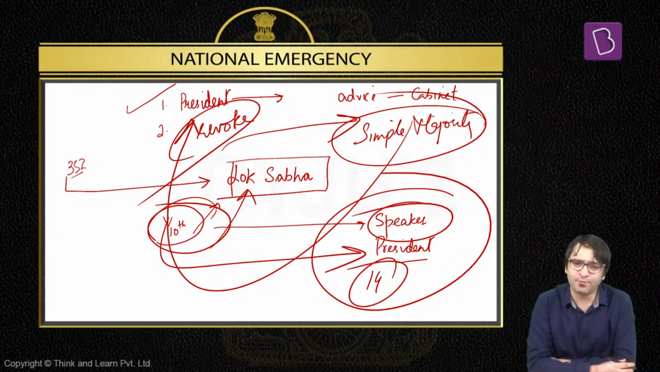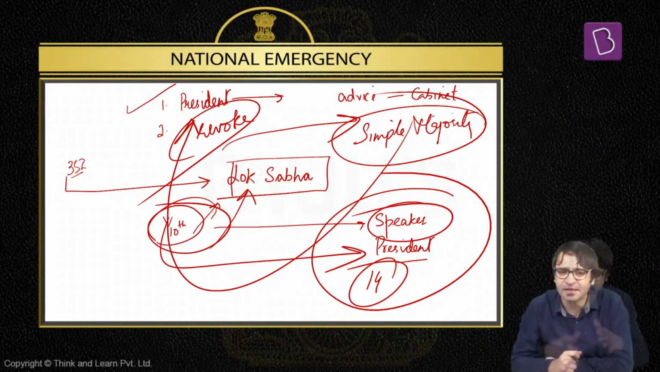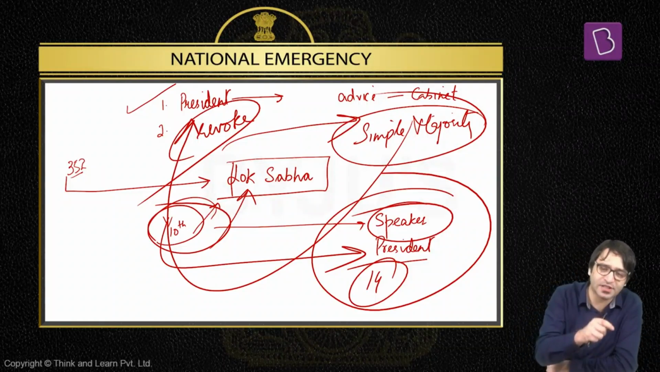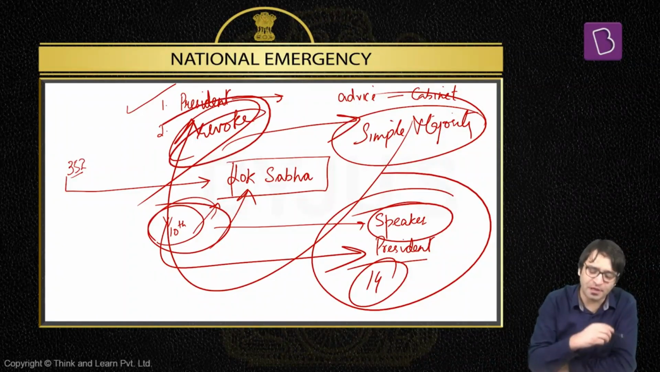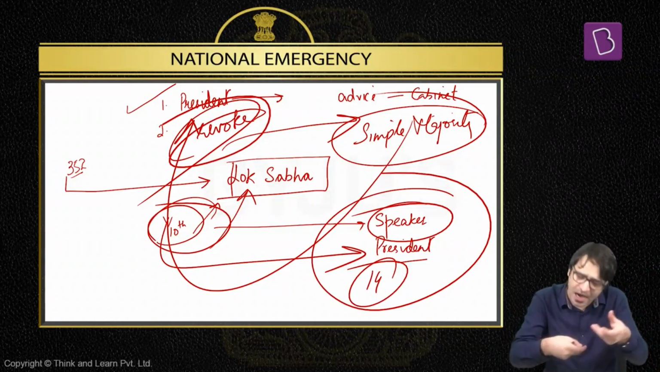A special power is given to the MPs of Lok Sabha. If 1/10 of the MPs of Lok Sabha press for a special session of Lok Sabha by writing to the speaker or by writing to the president, then within 14 days, there will be the special sitting of Lok Sabha. And if Lok Sabha MPs pass a resolution by simple majority, the president has no other option but to revoke this national emergency. This is what national emergency is, how it is imposed, on what grounds it is imposed, and how this national emergency can be revoked.